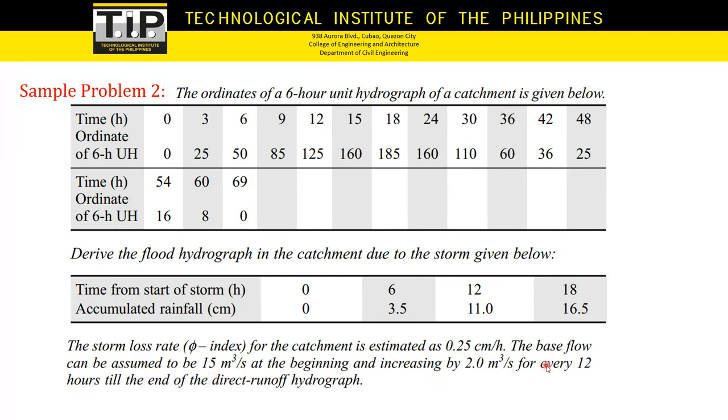So pag sinabi mong base flow, ito yung mga tubig na galing sa groundwater, nagta-travel sa saturated area ng ating soil. And then yung base flow daw, it increases by 2 cubic meter per second for every 12 hours. So may given a loss, may given a base flow, may given na accumulated rainfall, and then may given din tayo na unit hydrograph, or yung derived na catchment response doon sa ating mga ulan.